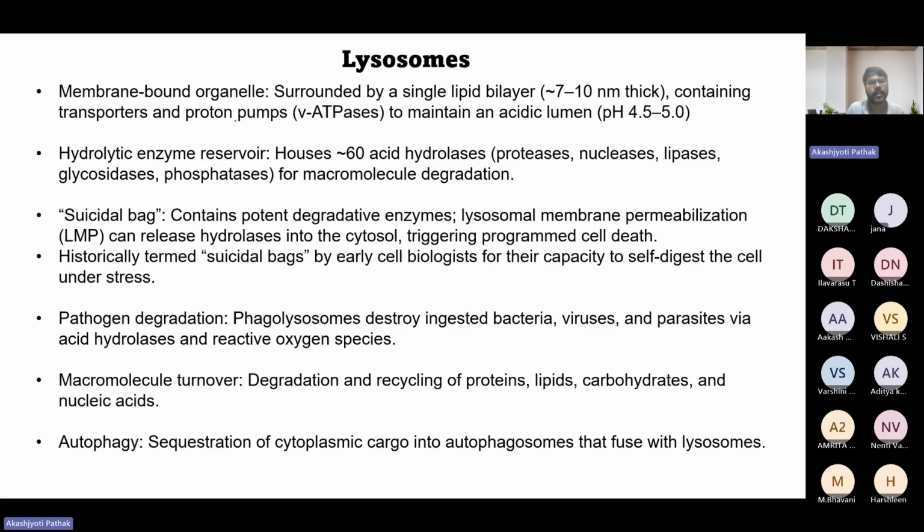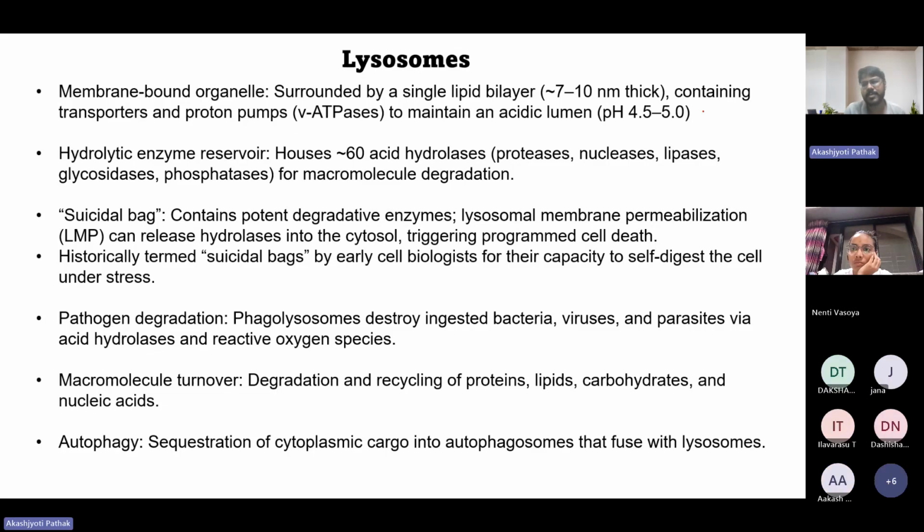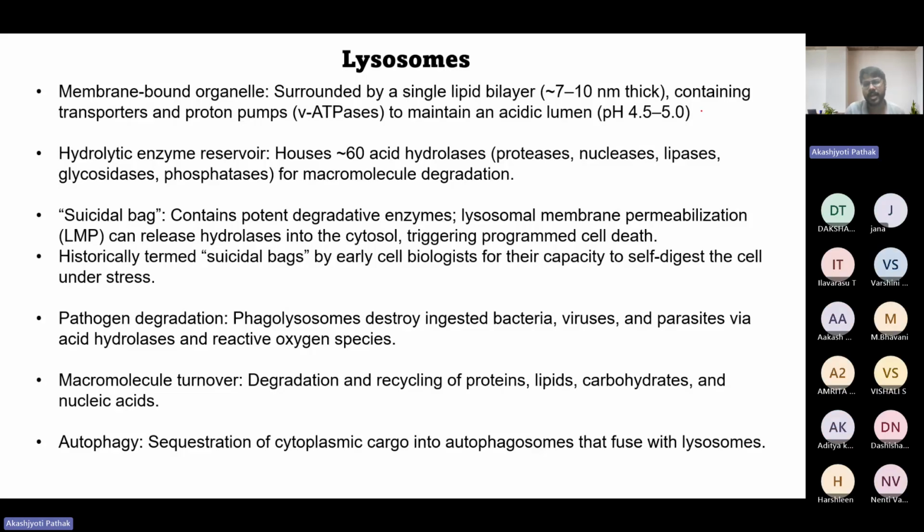Okay. Another important point is the V-ATPases, which are proton pumps. The proton pumps are present on the membrane of lysosomes, which maintains an acidic lumen inside the lysosome. So why is it necessary to maintain an acidic pH inside the lysosome? Why are these V-ATPases required?